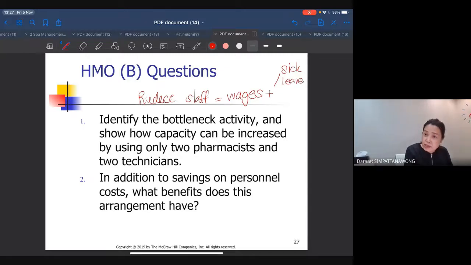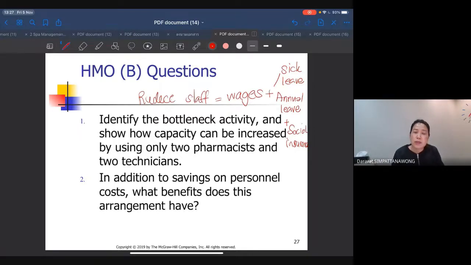right? Annual leave. Some companies provide you the healthcare service as well. So healthcare costs per person. Social insurance. Lots of costs in order to employ one staff. So to reduce the number of staff working for you is a good idea for the company.